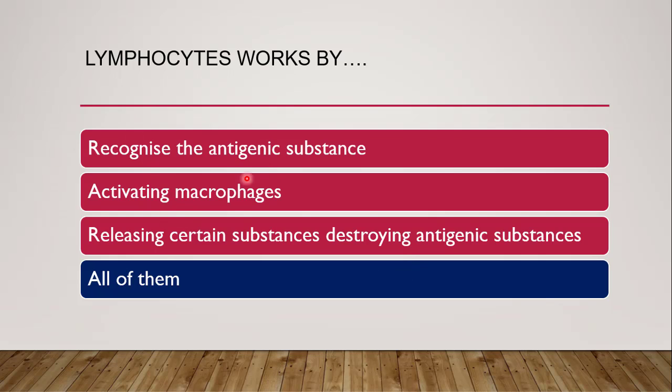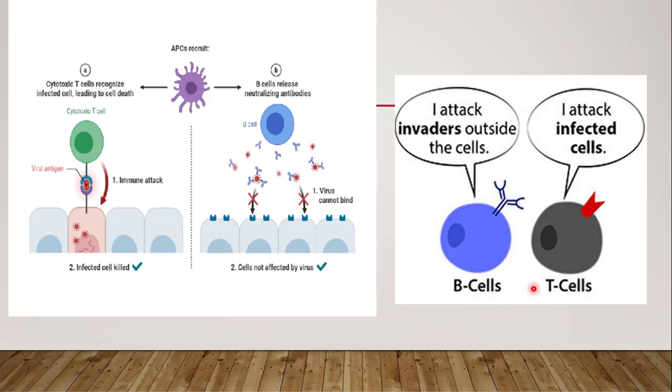We give all these mechanisms by activating the macrophages, recognizing the antigenic substances, and destroying the antigens. As you can see here, the B cells and T cells. In this diagram, the B cell is saying that I attack invaders outside the cell, and the T cell is telling that I attack the infected cells. So here you can see the T cells will work inside the infected cell, or they will attack the infected cell, and B cells will attack the invader outside the cell.